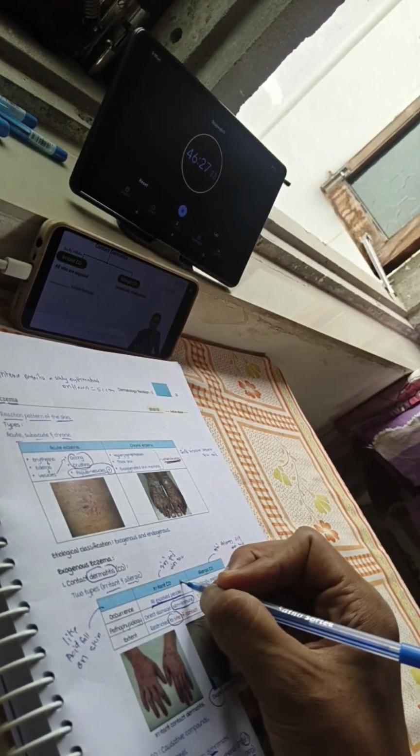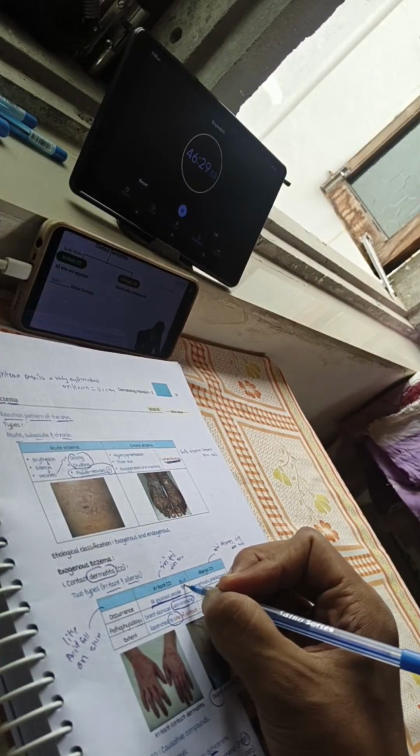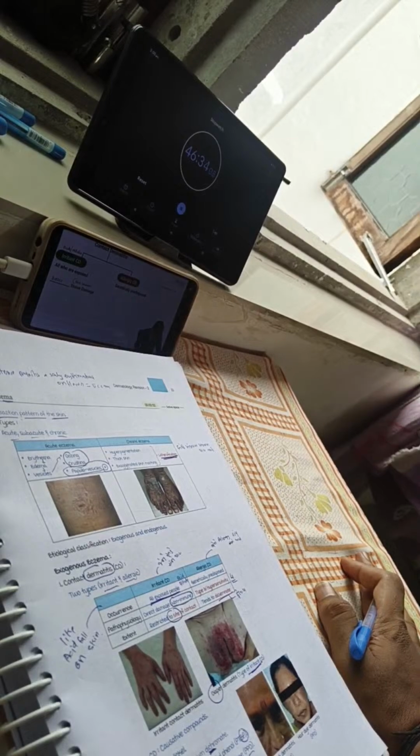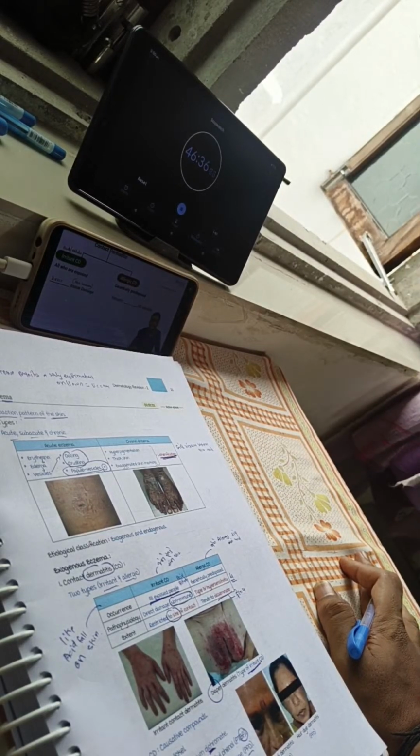Now, why does it happen like that? That is because in irritant contact dermatitis, there is direct tissue damage. That means the acid will directly damage your skin. So it is non-immunological. Allergic contact dermatitis is immunological. It's an example of type 4 hypersensitivity reaction.